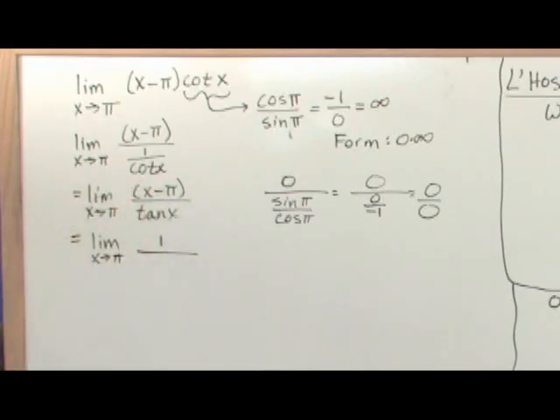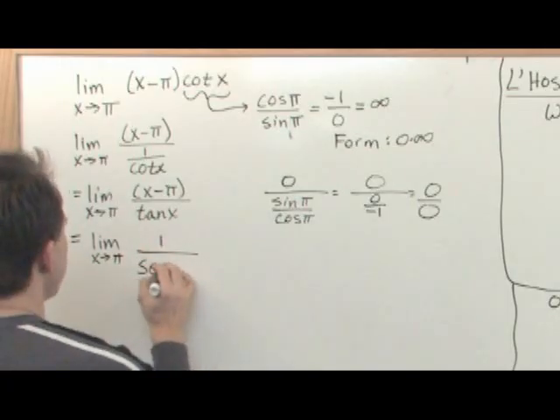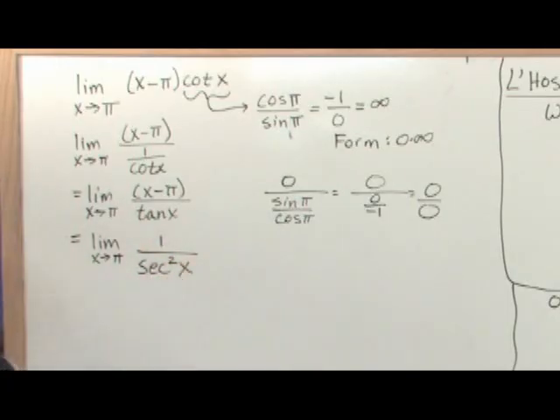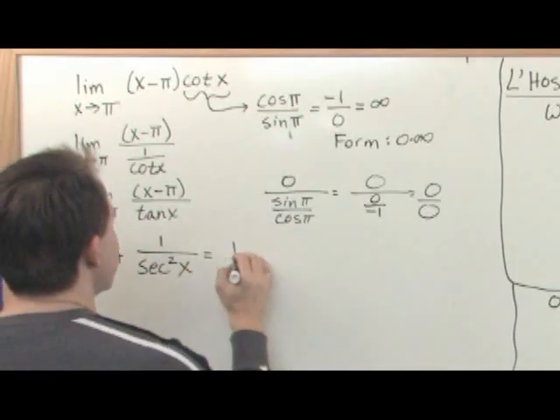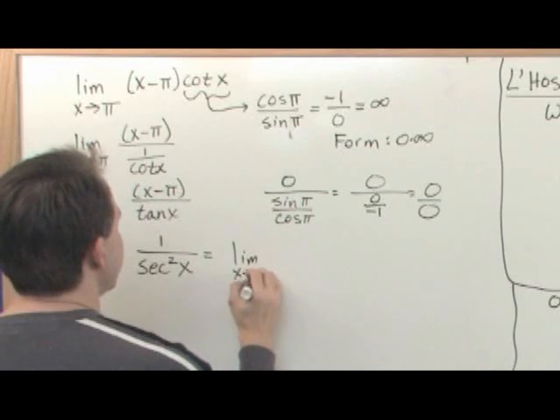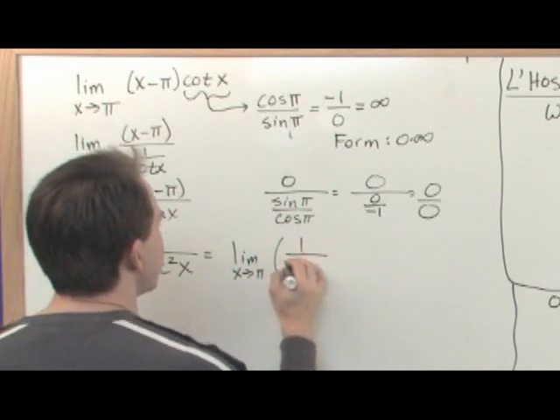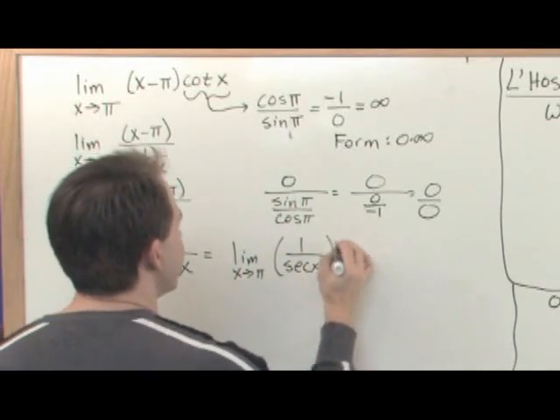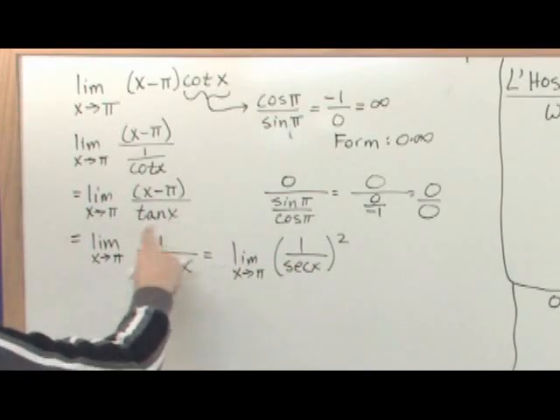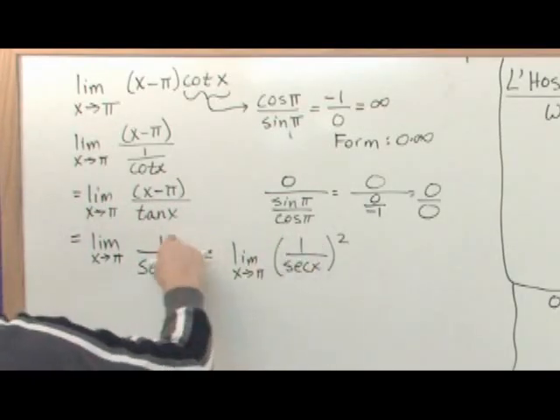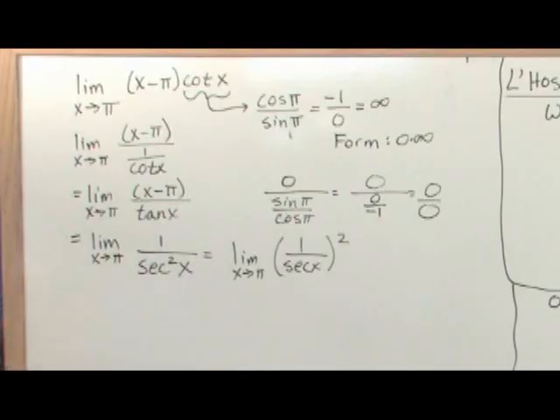Derivative of this constant number pi is going to be 0. Derivative of tangent is secant squared of x. Okay, secant squared of x. And I can rewrite this as the limit as x goes to pi of 1 over secant x squared. I've done nothing here, but I've just written the whole thing as a square because 1 squared is 1 and secant squared is secant squared, so I've done really nothing there.